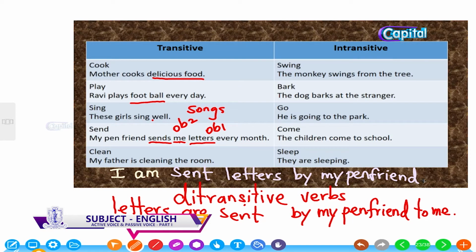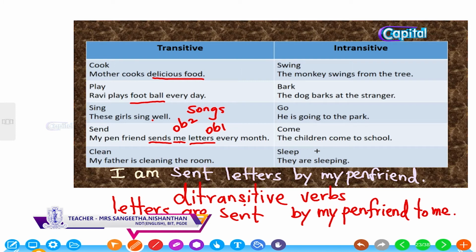Look at the fifth one, clean. My father is cleaning the room. It is in present continuous tense. Who? My father. What is he doing? Is cleaning. So, the verb is cleaning. What is he cleaning? The answer is the room. So, this is the object. So, the verb clean carries the object, so it can be changed into passive voice. It is a transitive verb.